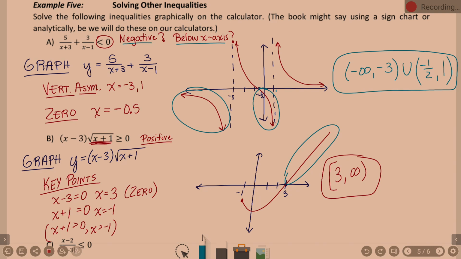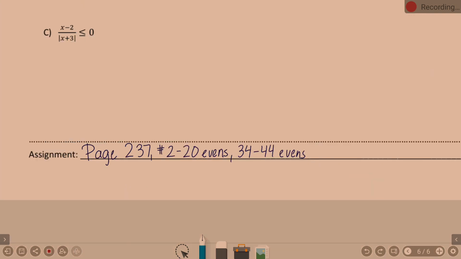And for anyone viewing the notes, didn't get to the last example, but there is the homework assignment. And I'm going to put on here 2 through 12, use sign chart. Graph all others.